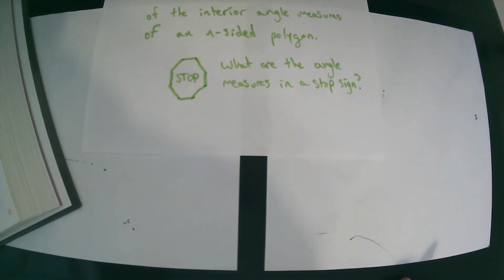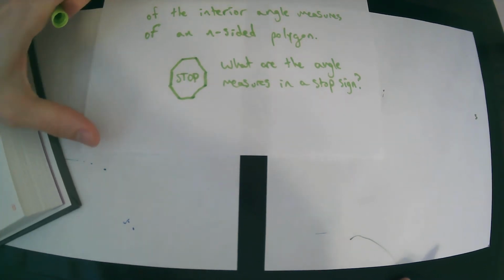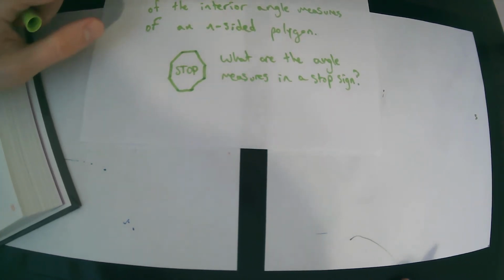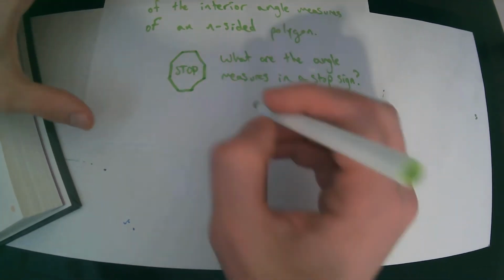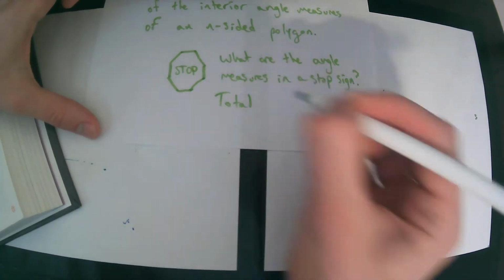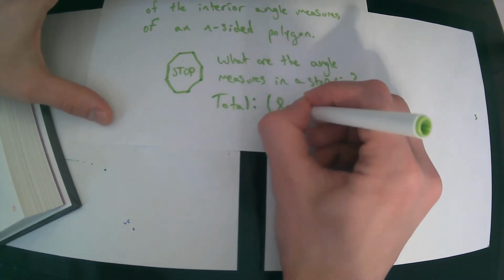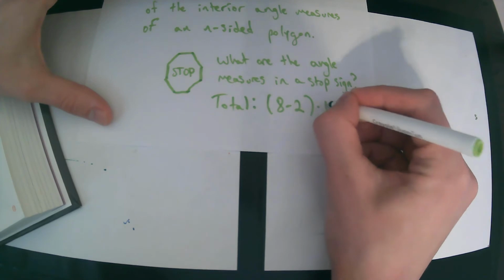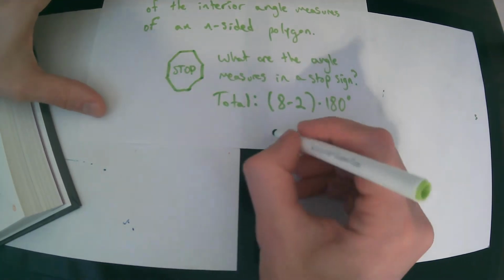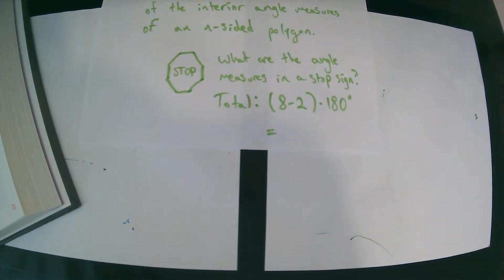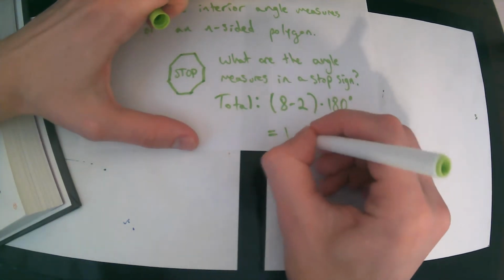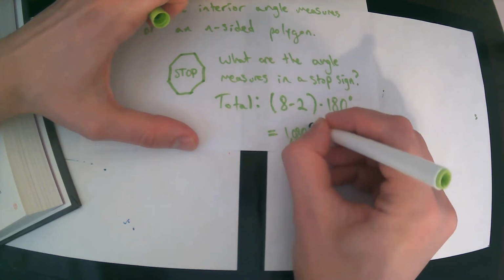Well, since we know all the angle measures are the same, we can say the total angle measure must be n minus 2 times 180. So we would say 8, because that's the number of sides, minus 2 times 180. So essentially getting 6 times 180, which is going to be 1080. You can just pop that into the calculator. 1080 degrees.